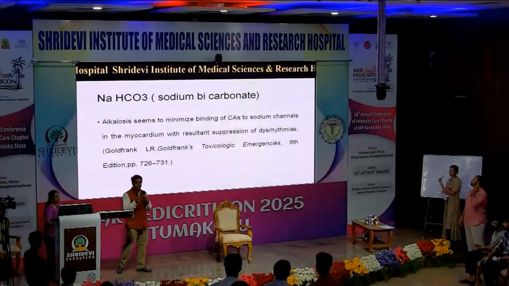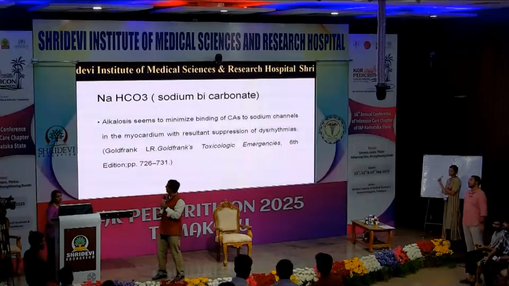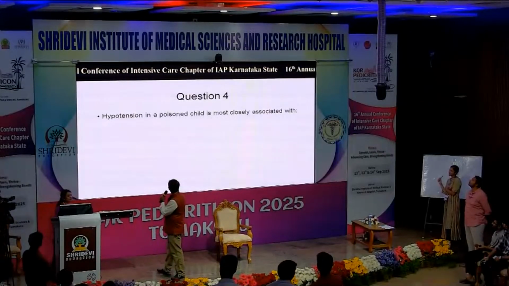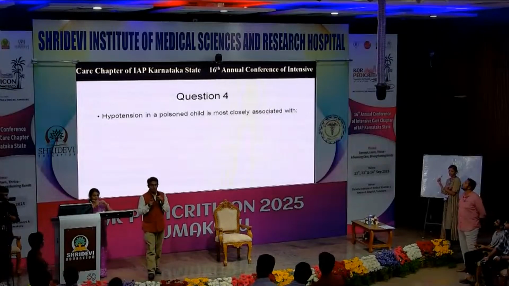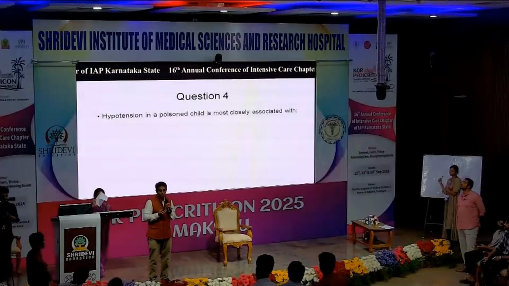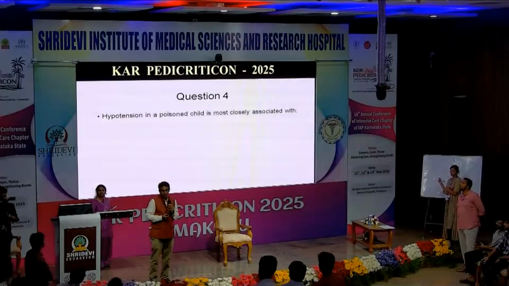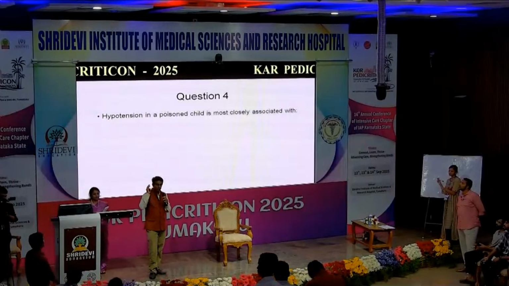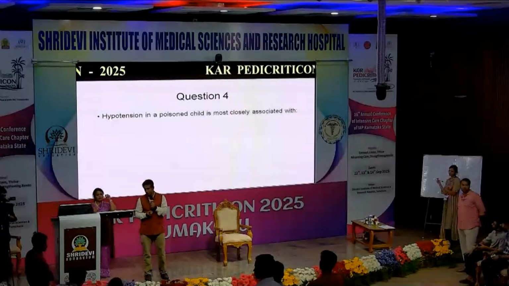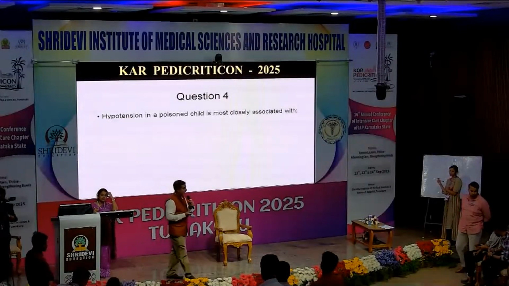Next team is B. Team B ready? Your question comes. Hypotension in a poisoned child is most closely due to what? This is a general answer for any poisoned child. Why do you most commonly get hypotension? Okay. Others can write their answers.